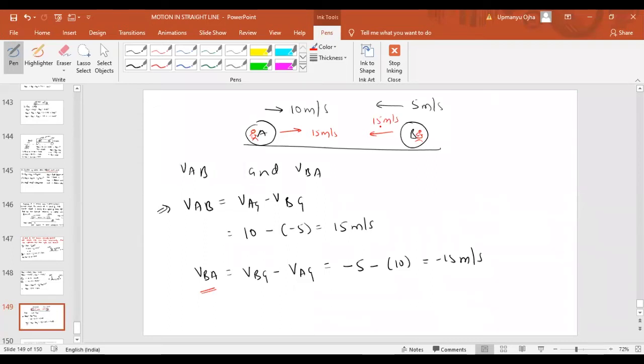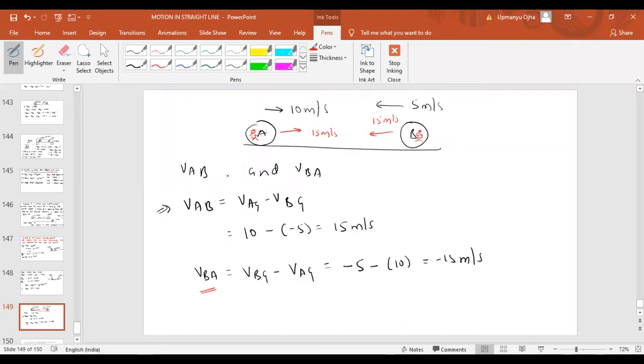It means if you change the frame, the velocity will also change. That is known as relative velocity. I hope you understand this point. Yes or no? For an observer at A, what will he feel? He will feel that B is moving on the left side with the speed of 15 meter per second. The distance will decrease, yes, that is fine.